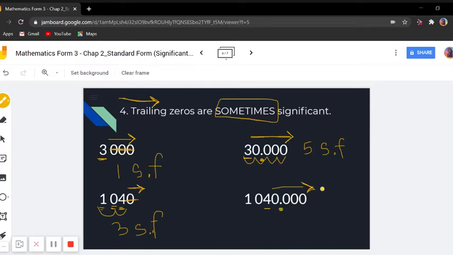When there is a decimal point, the 0s after the non-zero number here will be considered as significant. But how about the 0 in the middle of 1 and 4 here? The 0 here is also considered as significant because it is located in between 1 and 4. So how many significant numbers are here? There are 1, 2, 3, 4, 5, 6, and 7. So there are 7 significant figures here.